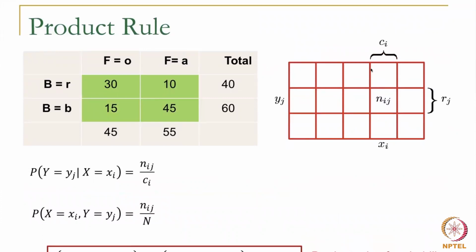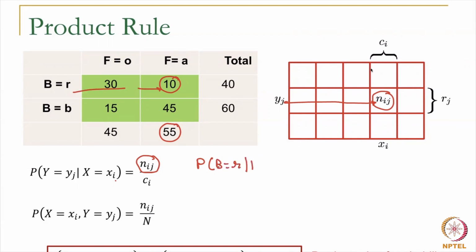Okay, now let's look at this in a more general case. Suppose I want the probability that this element in y was picked, given that I picked xi. This becomes nij divided by ci, in this case, let's say 10 divided by 55. Let's make a concrete example. Let's take the probability that the basket is red given that the fruit is an apple.